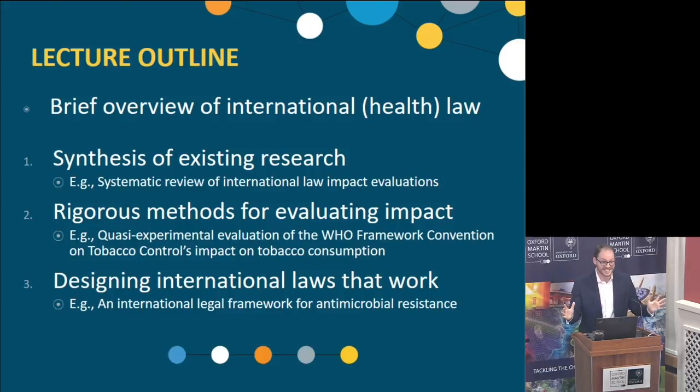So there's many studies out there that have looked at what impacts international laws have on different outcomes. The key, though, is we need to bring it together in order to better yield the insights that that body of literature can offer. And so we're starting to do that.